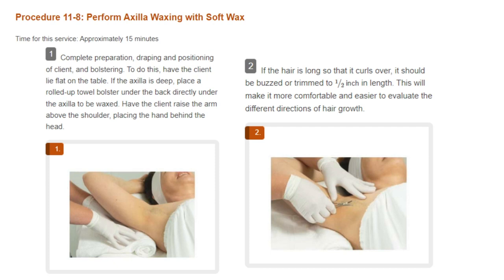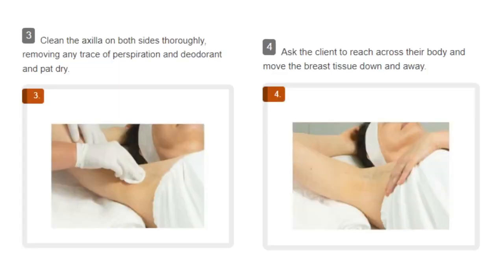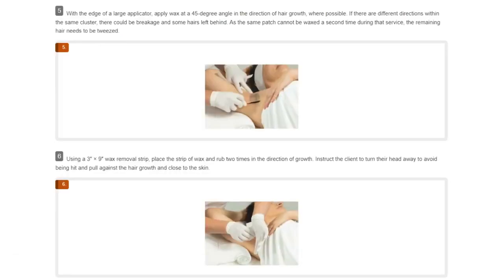2. If the hair is long so that it curls over, it should be buzzed or trimmed to 1/2 inch in length. This will make it more comfortable and easier to evaluate the different directions of hair growth. 3. Clean the axilla on both sides thoroughly, removing any trace of perspiration and deodorant and pat dry. 4. Ask the client to reach across their body and move the breast tissue down and away. 5. With the edge of a large applicator, apply wax at a 45-degree angle in the direction of hair growth, where possible. If there are different directions within the same cluster, there could be breakage and some hairs left behind.